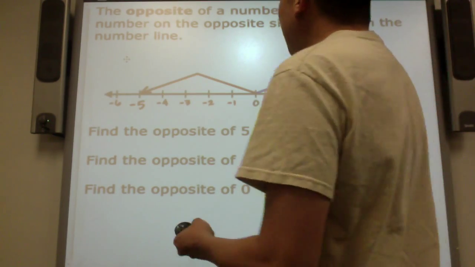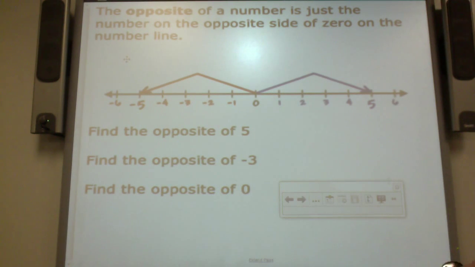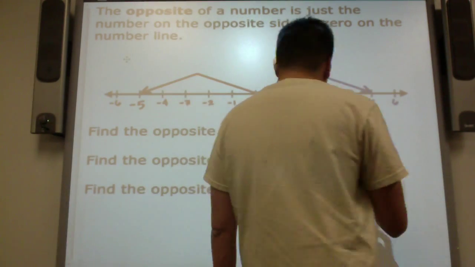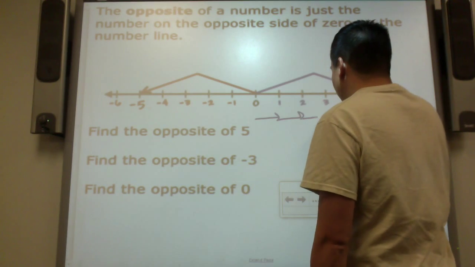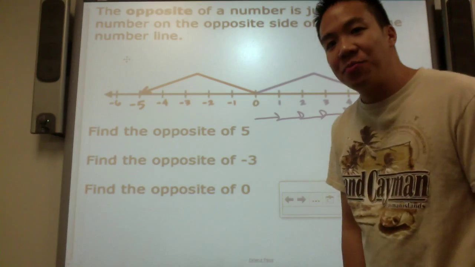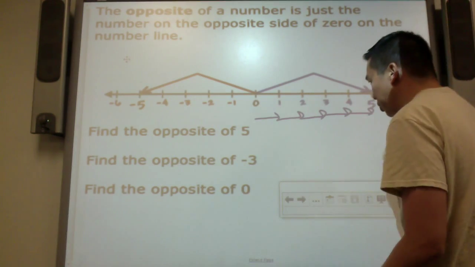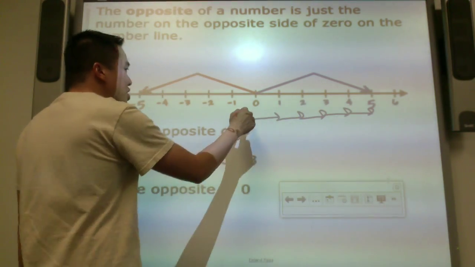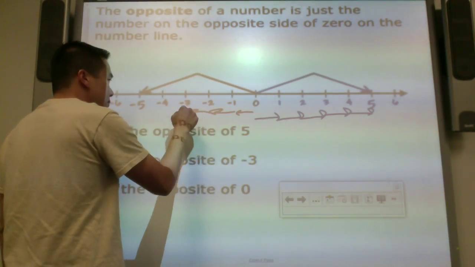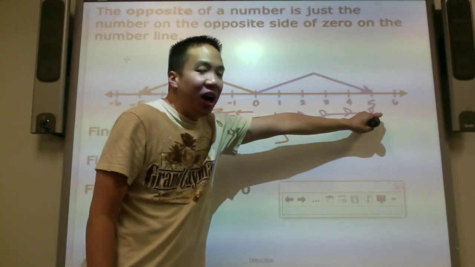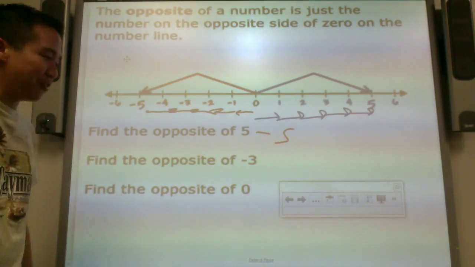The opposite of a number is just the number on the opposite side of 0 on the number line. For example, find the opposite of 5. This is 5 spaces away from 0, 5 units from 0. On the other side of the number line, what is 5 units from 0? Negative 5. That is the opposite. So we have positive 5. The opposite is negative 5.